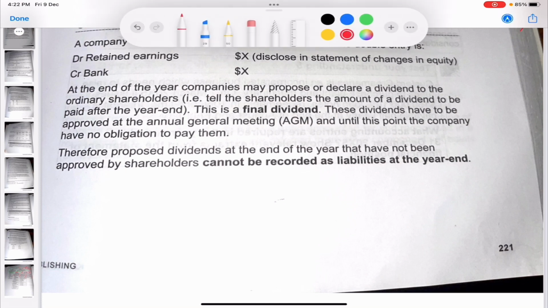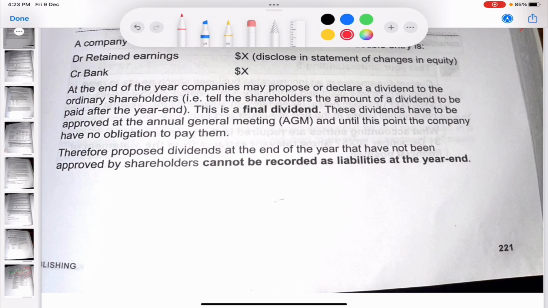Okay. At the end of the year, companies may propose or declare a dividend to the ordinary shareholders. This is a final dividend. These dividends have to be approved at the annual general meeting, and until this point, the company has no obligation to pay them. Therefore, proposed dividends at the end of the year that have not been approved by shareholders cannot be recorded as liabilities at the year end.